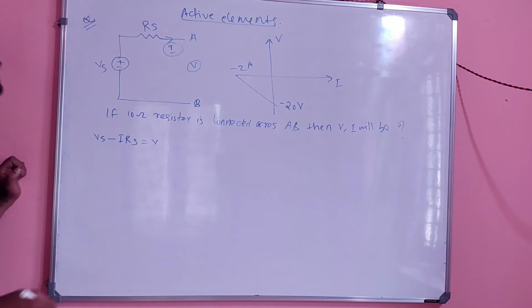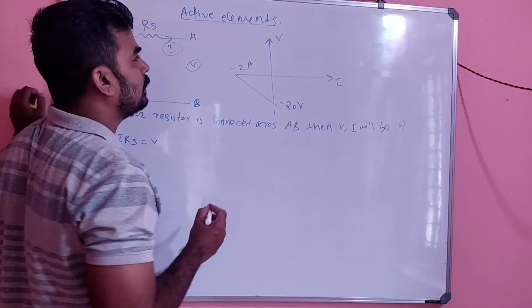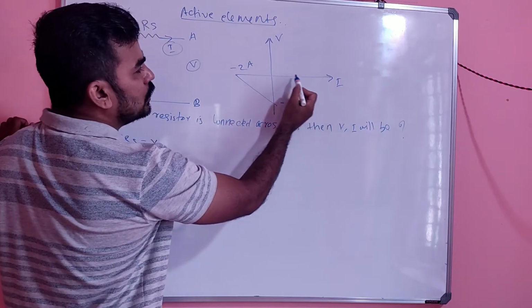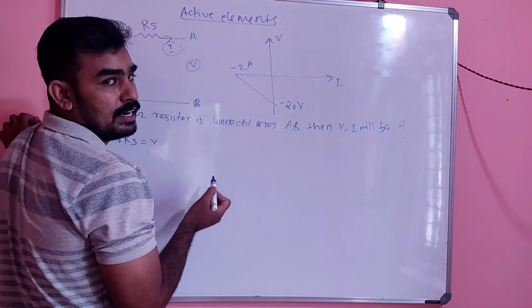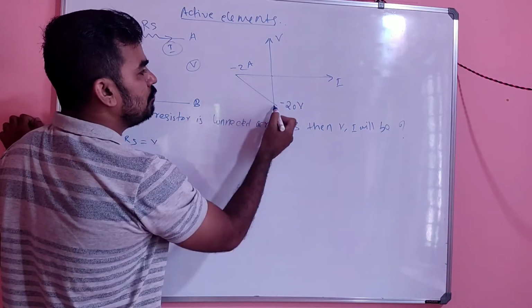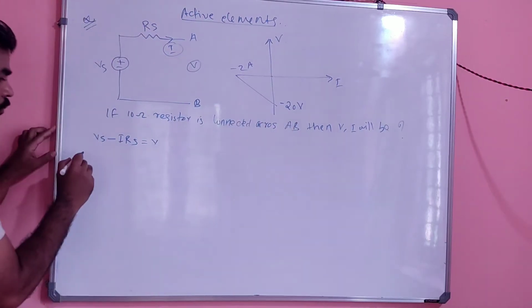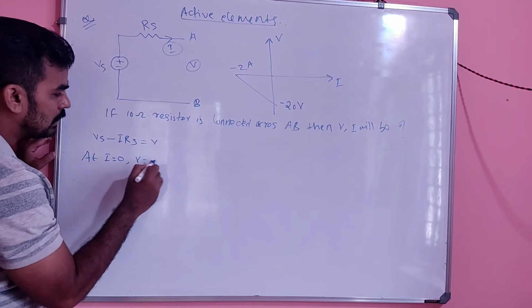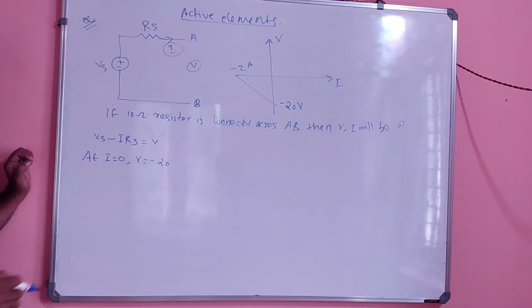And from the graph it is clear that at current I equal to 0, this is the point at which I is equal to 0, so that V is equal to minus 20. So at I equal to 0, V equal to minus 20.